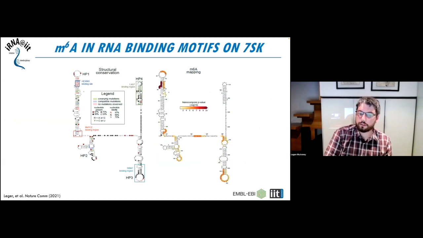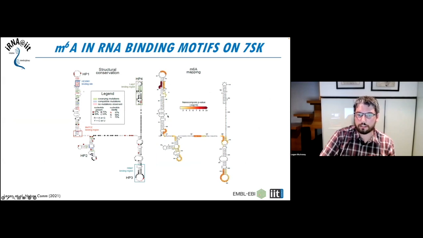Another example that I particularly like from this paper was looking at 7SK, where a specific adapter was used to target this molecule because it doesn't have a poly A tail, and then sequenced in the METTL3 knockdown experiment. What I'm showing here is a 2D structure of the 7SK, and highlighted in these boxes are where the RNA binding proteins interact with the 7SK molecules.